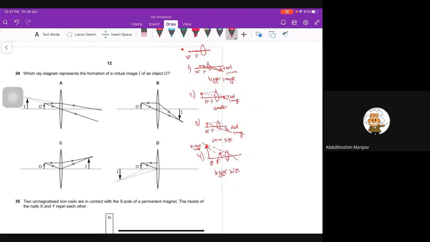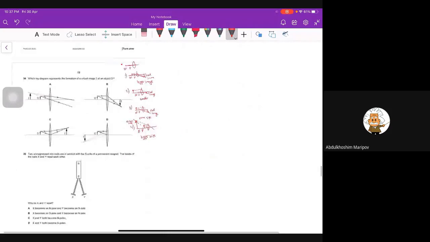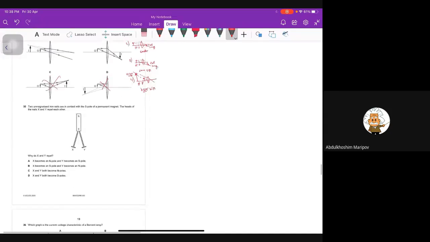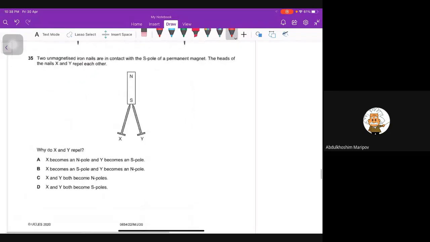So which diagram represents the formation of a virtual image? It would be which one? Of course, A, right? So this would be a real image. This, no, there's no such case. There's no such case, but it will be virtual. It would be A.